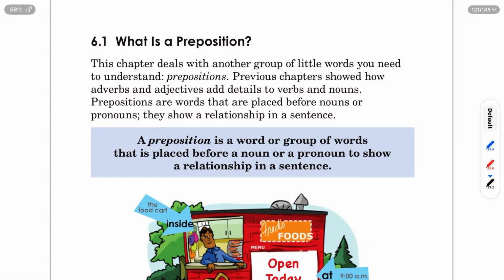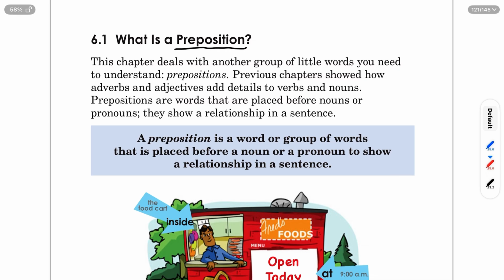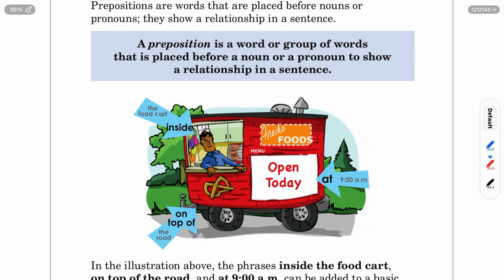Hello friends. So today we are going to study prepositions. So what is a preposition? Let us see. A preposition is a word or a group of words that is placed before a noun or a pronoun to show a relationship in a sentence.